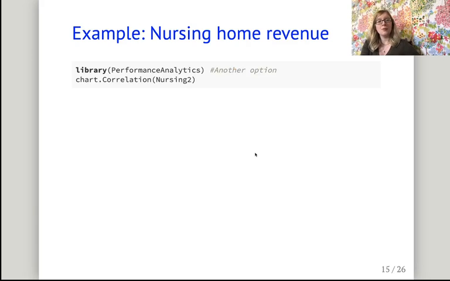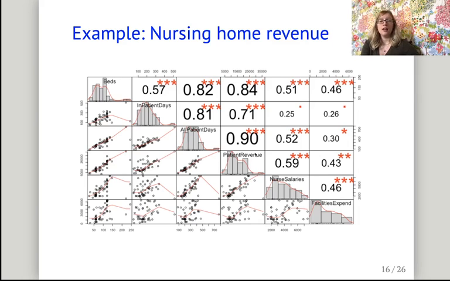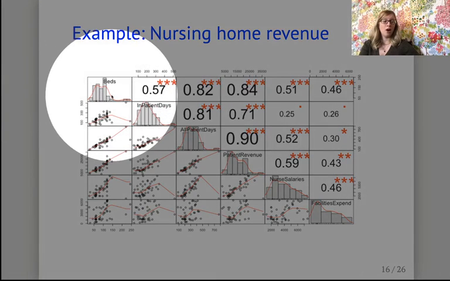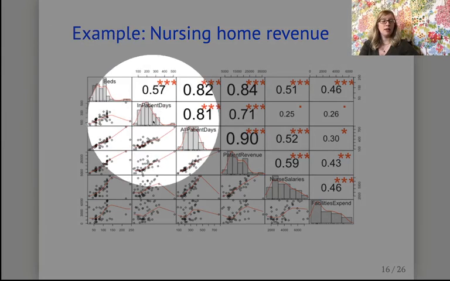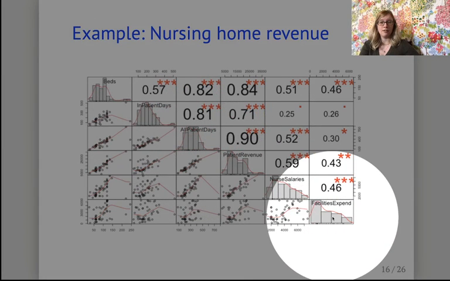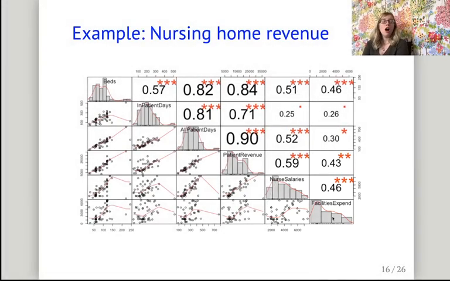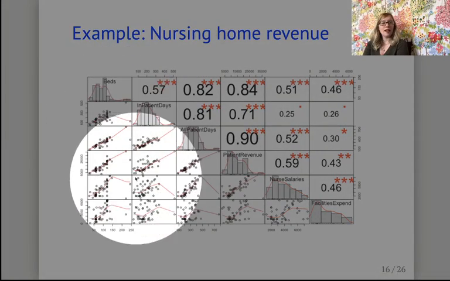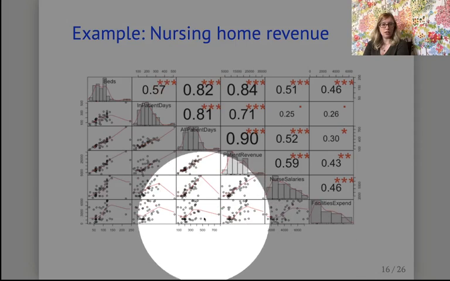So another option comes from the PerformanceAnalytics library, and it's a function called chart.correlation. So let's see what this code does. Now this function calculates a lot of things for us at once. On the diagonal entries, we have histograms of each variable. So we can see how beds are distributed, inpatient days, all patient days, patient revenue, nurse salaries, and facilities expenditures. On the lower half, we can see the actual scatter plots of those relationships.